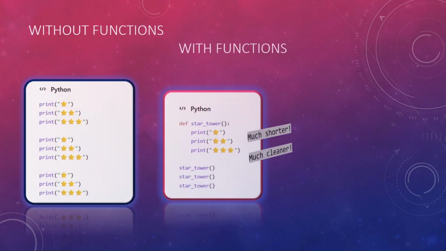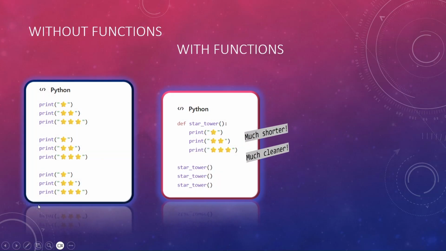Next, here I have shown how, without a function, the same line of code is repeated multiple times, but here you write that code just one time and call it multiple times. So with a function, it has reduced the lines of code, making it much shorter and much cleaner.